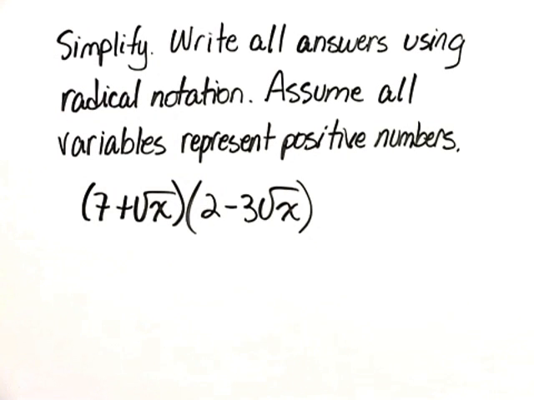Simplify. Write all answers using radical notation. Assume all variables represent positive numbers. The binomial 7 plus the square root of x times the binomial 2 minus 3 square roots of x.